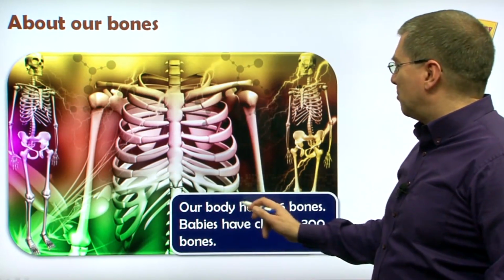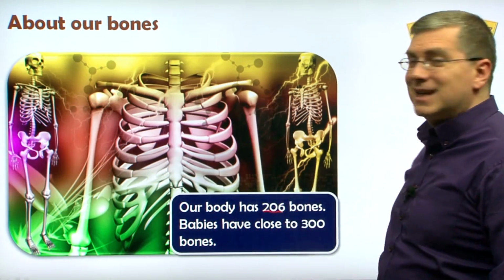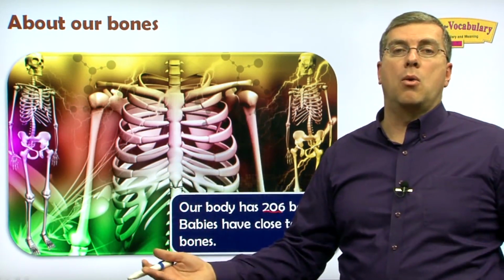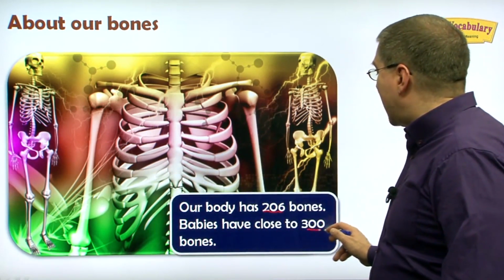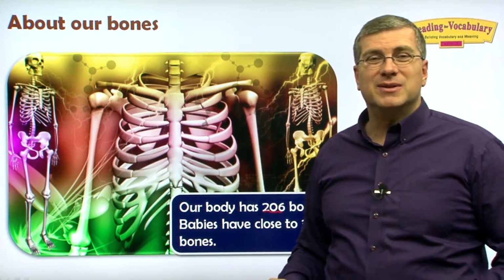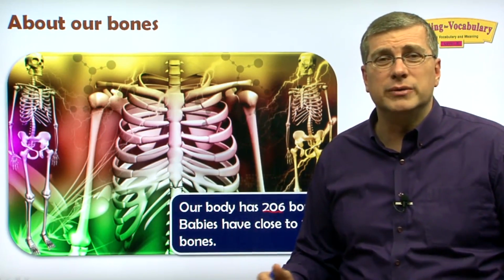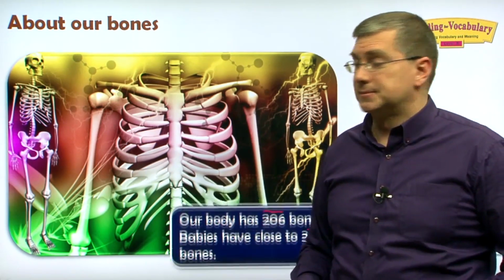Okay, next one. Whoa! Did you see that? Our body has 206 bones. Wow, that's a lot of bones. Babies have close to 300 bones, right? Babies have close to 300 bones in their bodies.